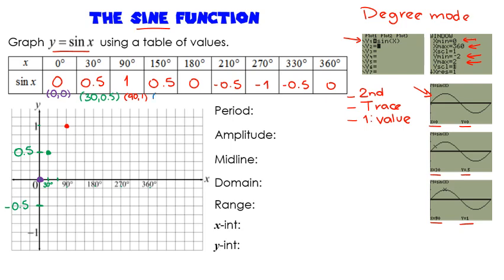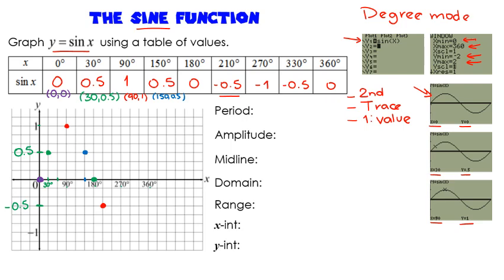The next coordinate would be 150, 0.5. So 150 is going to be right here on our x-axis, and we're going to have a value of 0.5. So our point lands right there. 180 degrees will give us a y value of 0. So that means that we're going to be right on top of our x-axis. Our next point is 210 and -0.5. So that's going to be right here.